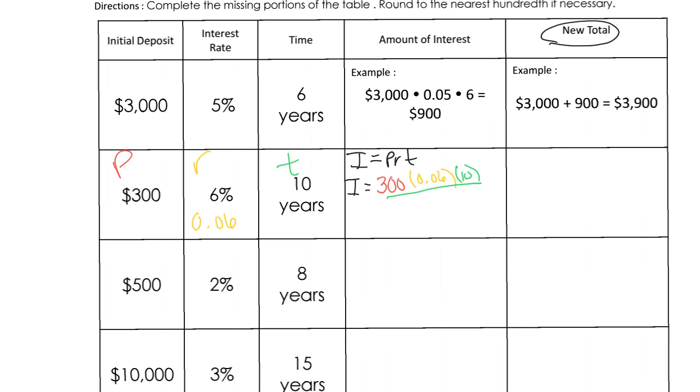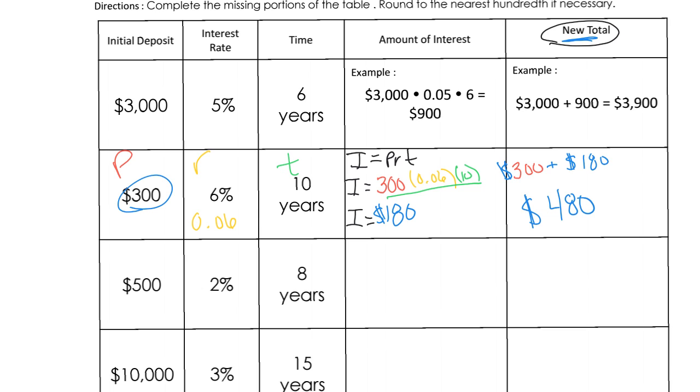So I'm going to plug this whole thing in my calculator. And when I do, I get my interest is equal to, so do 300 times 0.06 times 10. You should get 180. So remember, to find your new total, you do your original price or balance, so our $300 plus how much we've earned in interest. Okay, and we will get a total of $480 in our bank account.